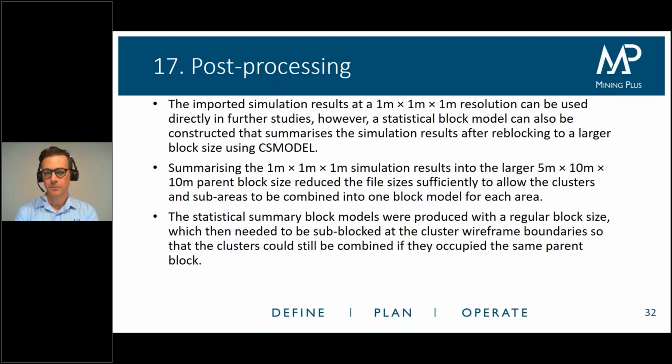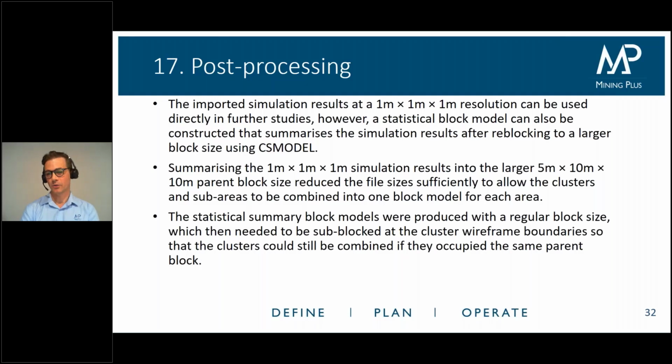We summarized those 1 by 1 by 1 points into 5 by 10 by 10 meter parent block sizes, and that reduced the file sizes enough to allow the clusters and sub-areas to be combined into one block model. And the statistical summary block models were produced with a regular block size.